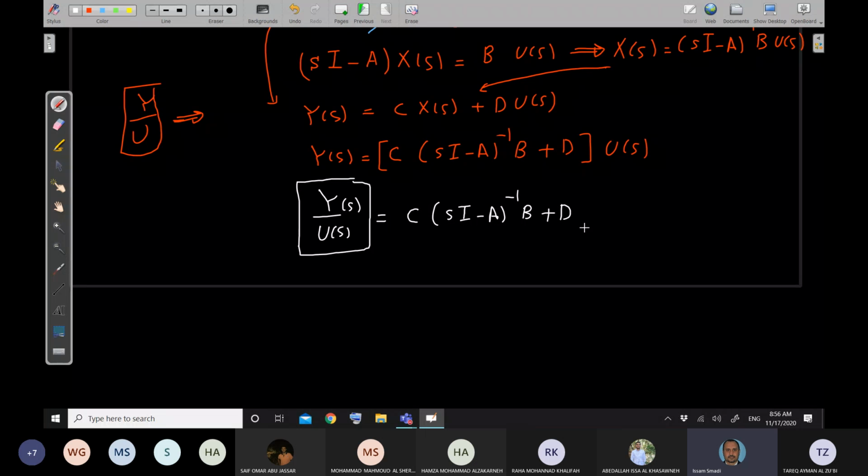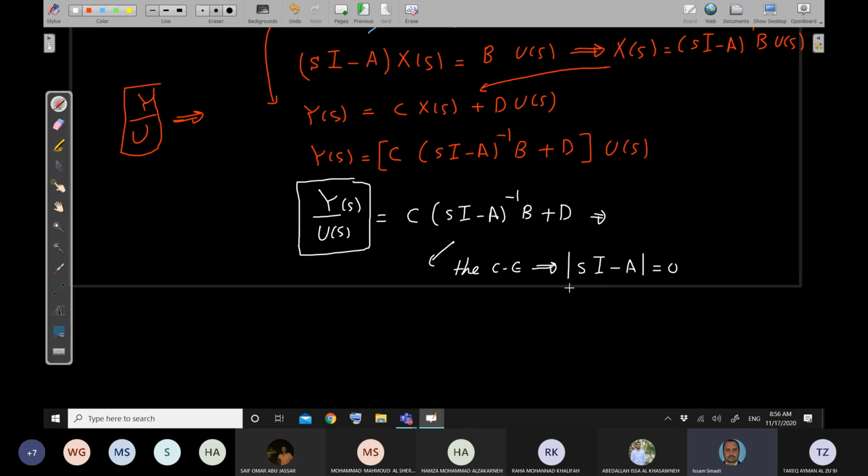Now, from here, if I need to calculate the inverse, I must divide by the determinant. So from here comes the definition of the characteristic equation in terms of the eigenvalue problem. So the characteristic equation is actually the solution of the eigenvalue problem. So the determinant of S I minus A equal to 0 is my characteristic equation.